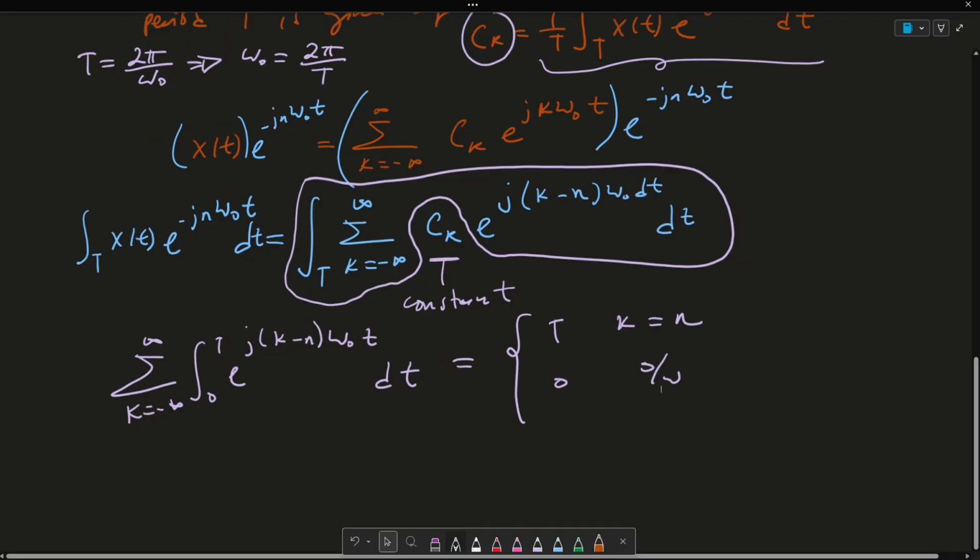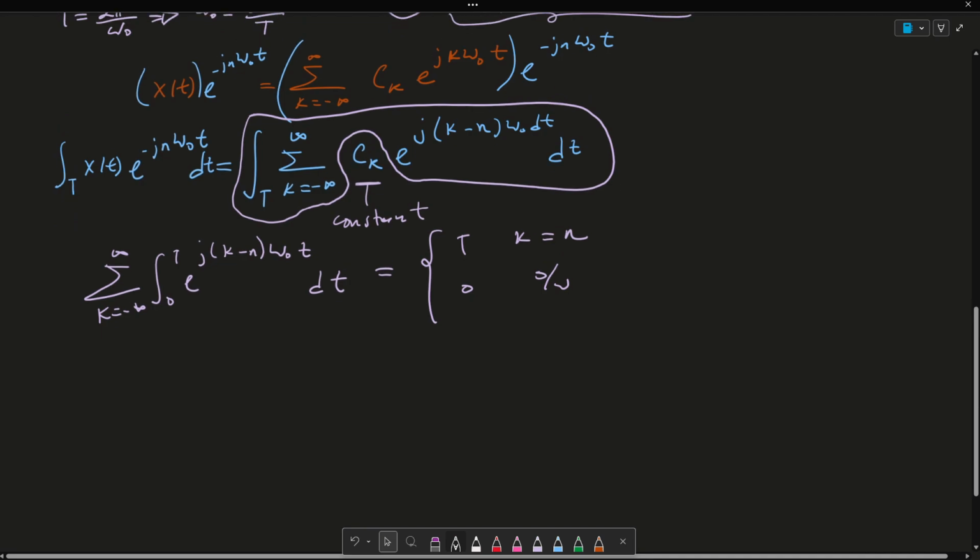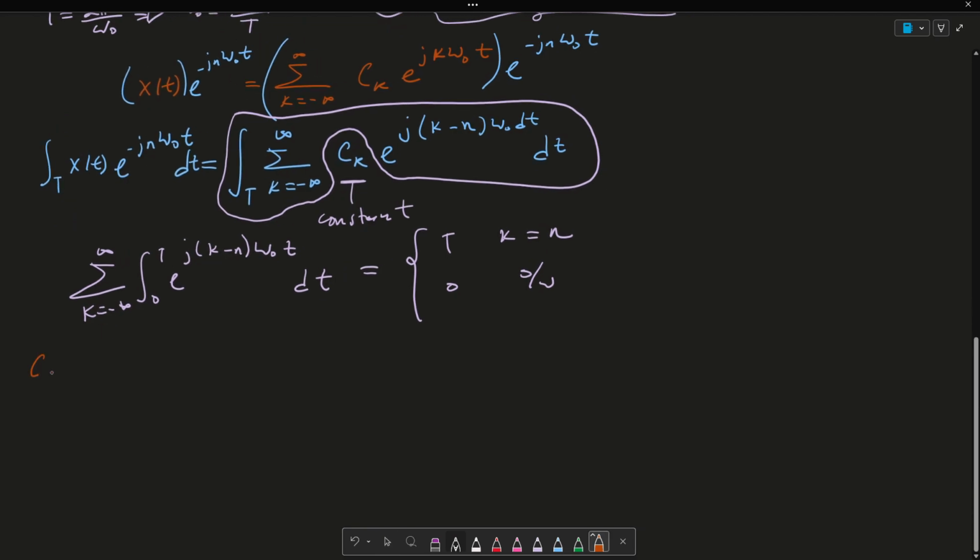So now let's go ahead and prove this. In order to do this, we need to consider two cases. A case where k is equal to n, and in a case where k is equal to n, this summation goes away because k is a singular value, we're not taking a sweep. So this goes from 0 to T of e to the j 0 omega naught t, simply because when k is equal to n, k minus n is 0.